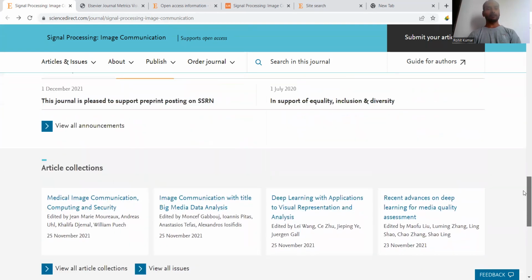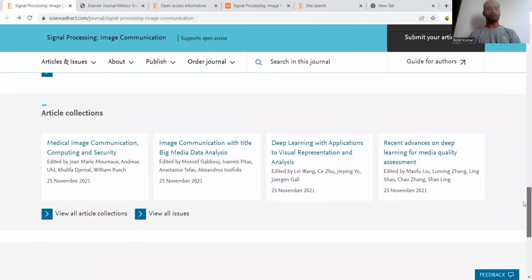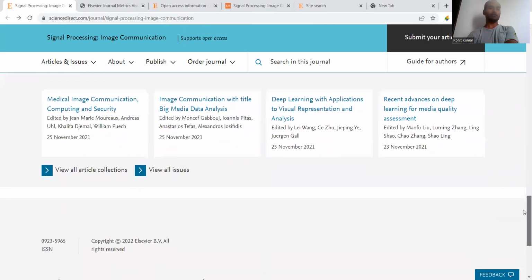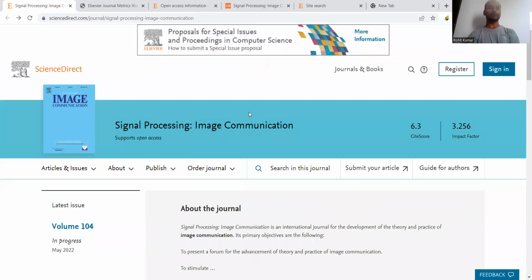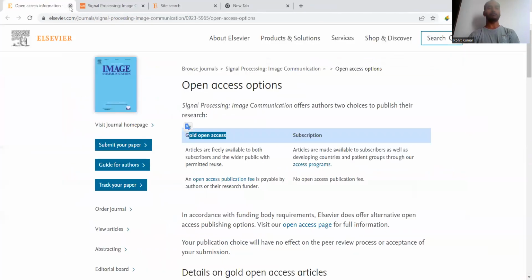Okay, then finally, some of the article collections are given here. Some of the issues or article collection related details are provided. Lastly, at the bottom, links for authors, citers and reviewers are provided. Okay, so I hope you have got a basic idea of what this journal means and what you can do with this particular journal.